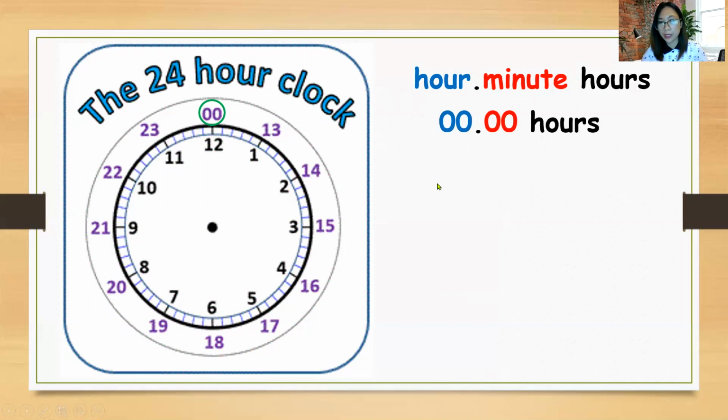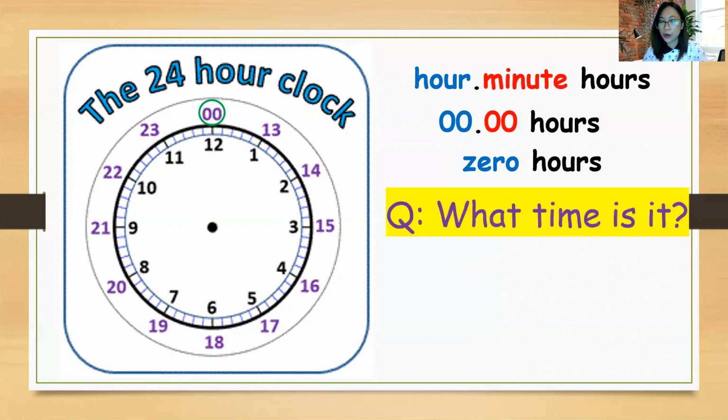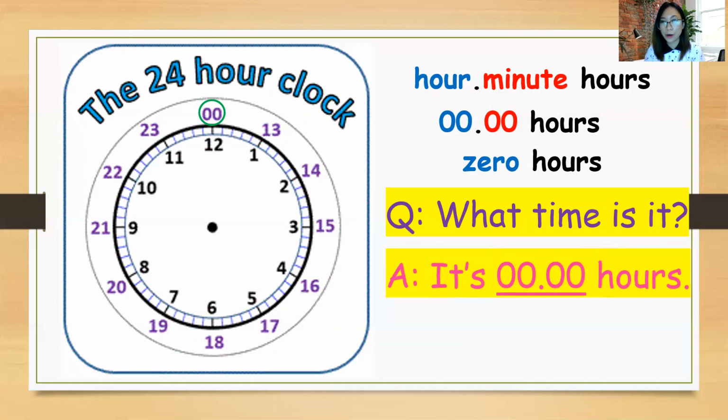So for example, the one in the green circle is 0. So we put 0 in the hour and 0 in the minute, and then we write hours. So we read this as 0 hours. Let's answer the question. What time is it? It's 0 hours.